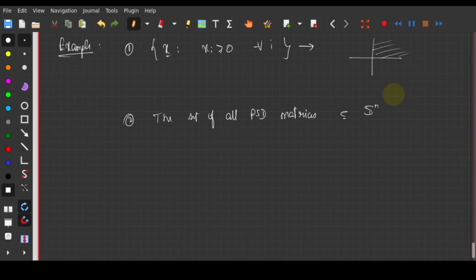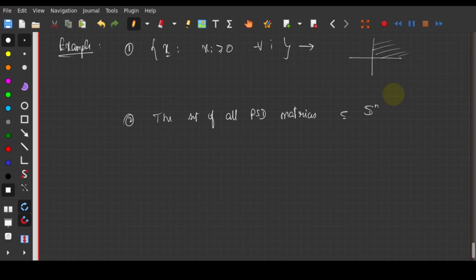The set of all matrices, n square, right? It's a vector space of dimension n square. But on the other hand, the set of all positive semi-definite matrices, this is the vector space in itself. And what is the dimension of this? Right, so it's n into n plus 1 by 2.